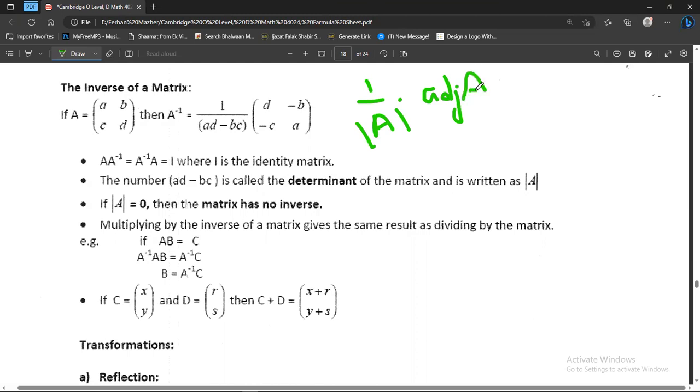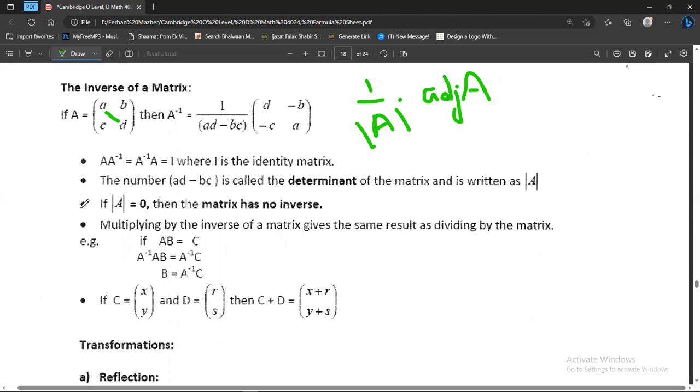Okay, so for that purpose, here we have A, B, C, D. How do you find the determinant? First of all, you multiply these two with each other, then minus, then you multiply these two with each other. So this is how you find the determinant, 1 by determinant. And then how you find the adjoint: you change the position of these two with each other, and you change the sign of these two.